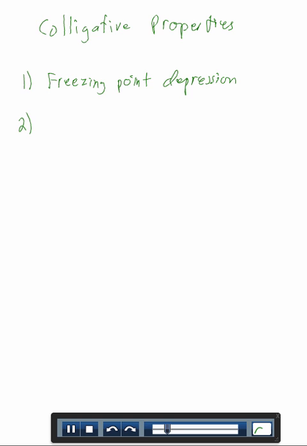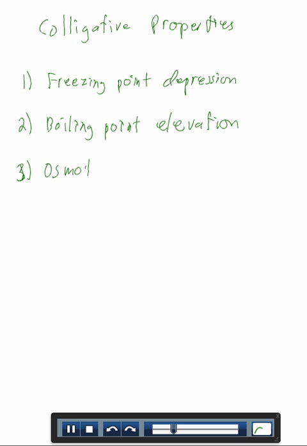Another example is the boiling point elevation. So if we dissolve a solute in water, it will raise its boiling point. A third example of a colligative property is called the osmotic pressure. Now let's consider these three in turn.